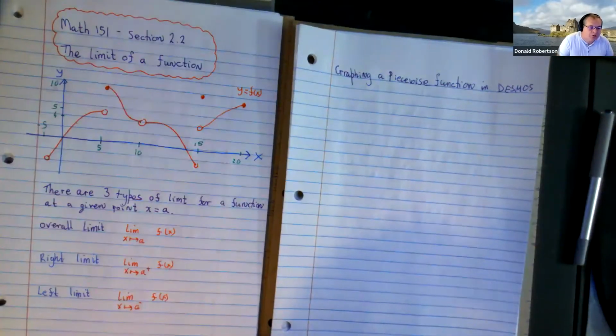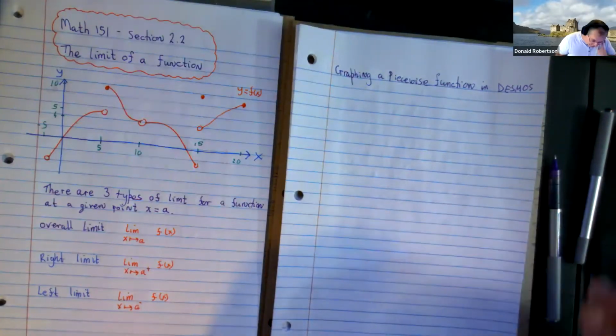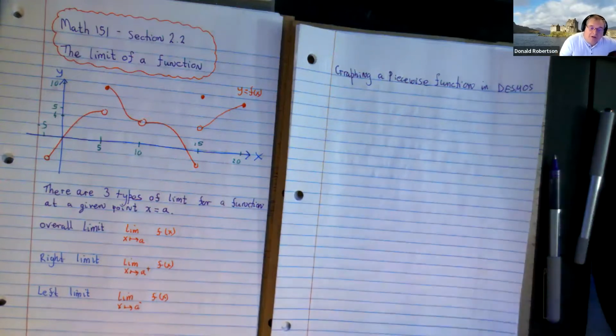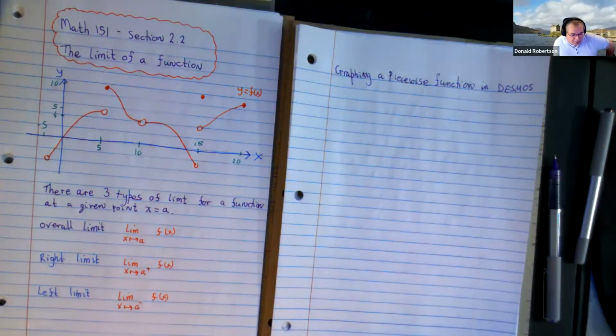I want to jump right into our next section, which is going to be section 2.2, and we're going to look at this concept called the limit of a function. So we are leaving for a little while the tangent line problem. Right? How do you get an estimate, and eventually how do you get the exact value of the slope of the tangent line? And what we're moving on to now is a concept called limits.